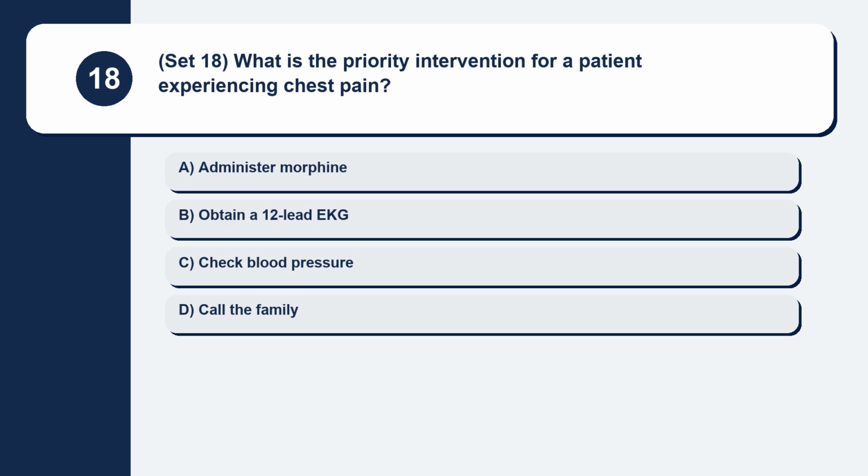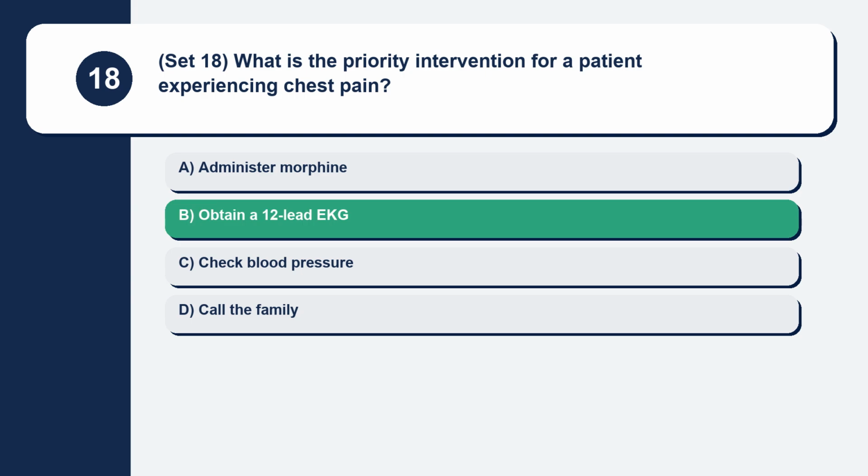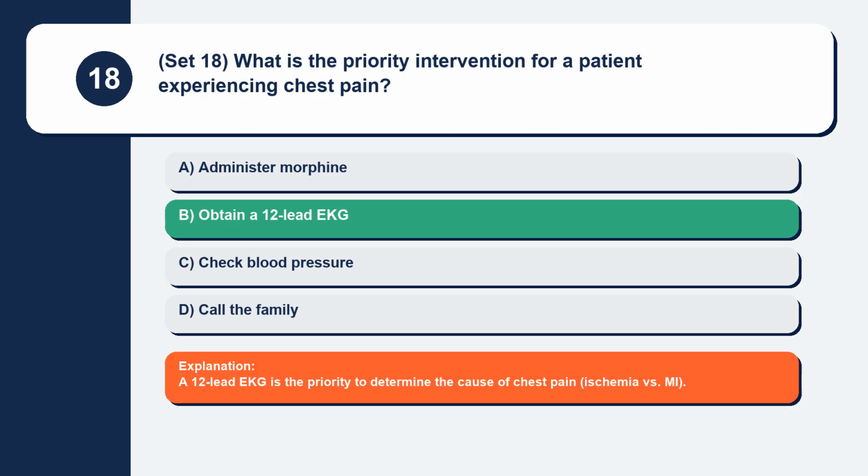Question 18. Set 18. What is the priority intervention for a patient experiencing chest pain? Administer morphine, obtain a 12-lead EKG, check blood pressure, call the family. A 12-lead EKG is the priority to determine the cause of chest pain, ischemia versus MI.